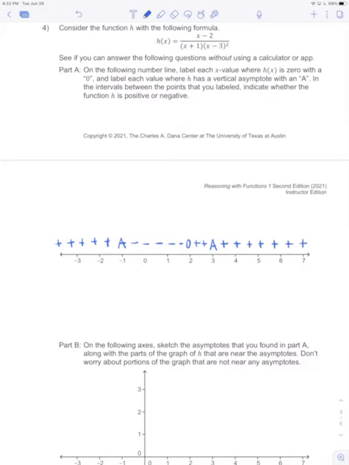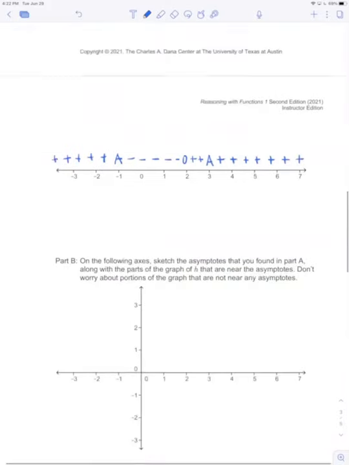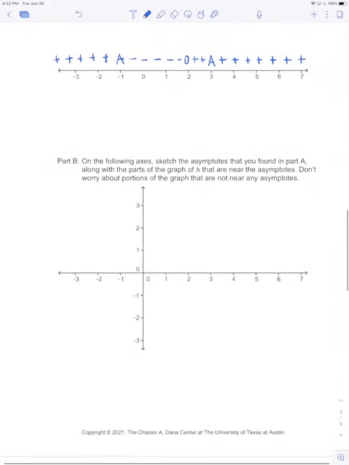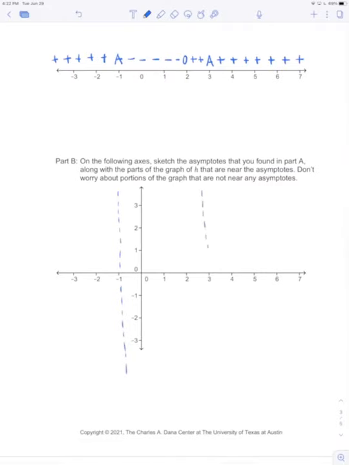Part B, on the following axes, sketch the asymptotes that you found in part A, along with the parts of the graph of h that are near the asymptotes. Don't worry about portions of the graph that are not near any asymptotes. Okay, so at -1, let me scroll up here. At -1, we have an asymptote. And at +3, we have a vertical asymptote. All right.